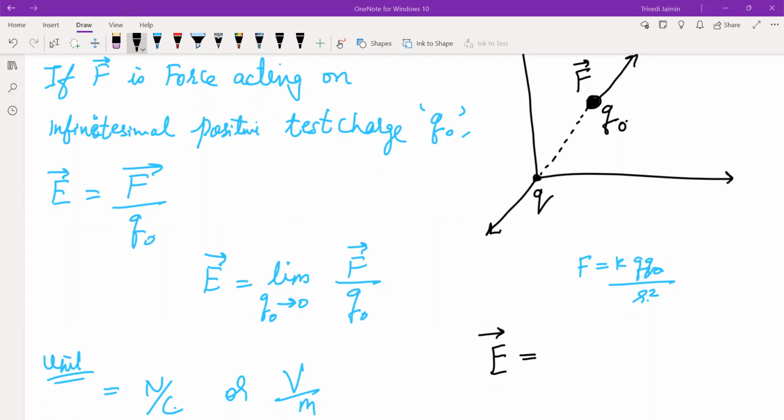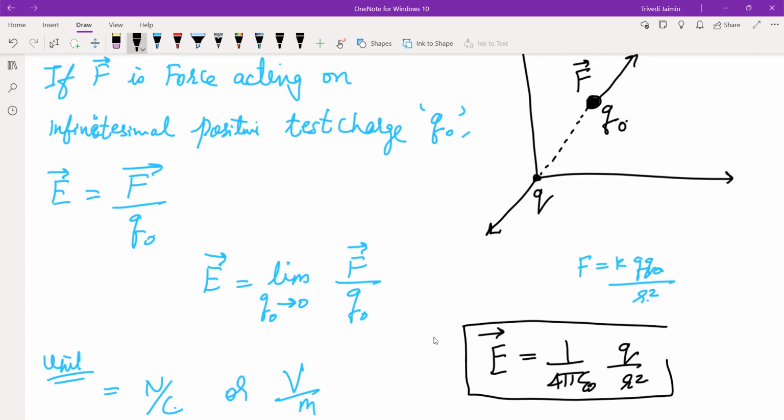That is true, right? K Q1 Q2 by R square into Q naught. But here Q2 is our Q naught and Q1 is Q. So we can say 1 by 4 pi epsilon naught Q by R square. Let's take it as mod. We'll take the positive value of this one.